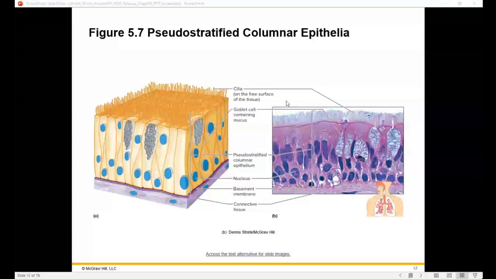Okay, this shows pseudostratified columnar. Again, it looks like it may be more than one level of the cells, but actually it's just the nuclei are at different levels and the cells are being pinched in. Okay, notice we do have cilia here. So this is ciliated pseudostratified columnar, which you would find at the trachea going down to the lungs. They sweep mucus upward and capture particles.